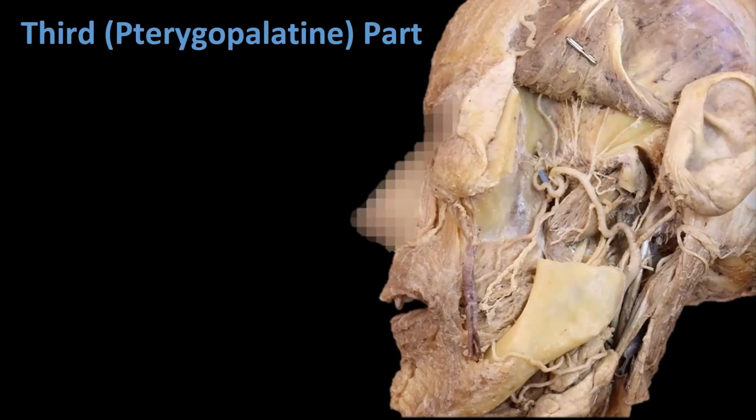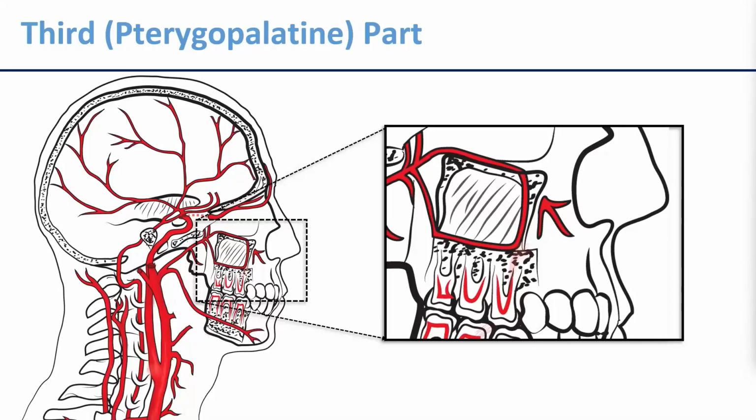Now, the third part of the maxillary artery is really not easy to see here, so I am going to switch to a diagram to talk about these branches. Here we go. And we're going to zoom in decently far, too. So we are looking at the midface anteriorly as these branches go into the pterygopalatine fossa.